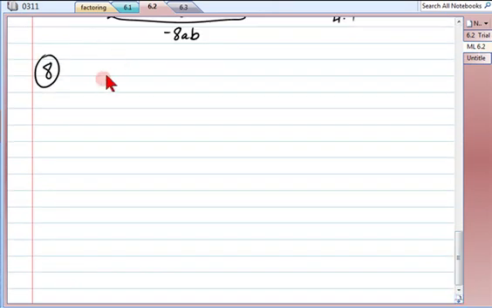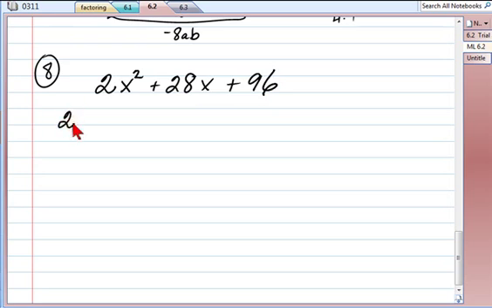All right, let's factor 2x squared plus 28x plus 96. Now, what's that first question I keep asking over and over? Is there a greatest common factor? And finally, the answer is yes. If I look at 2x squared plus 28x plus 96, there is a common factor of what? 2. So I have to factor that out first.